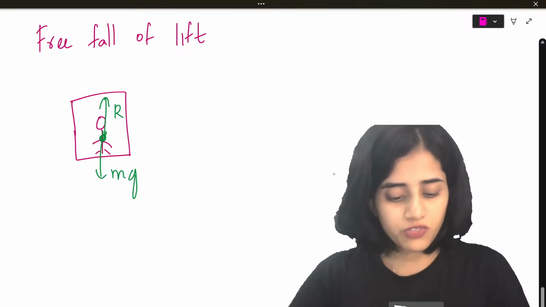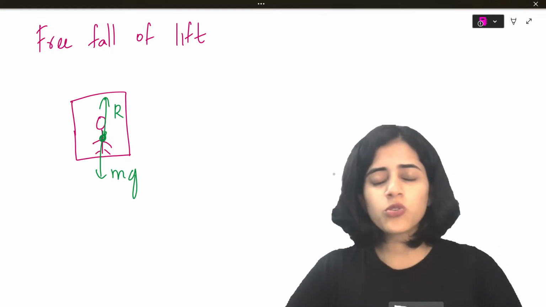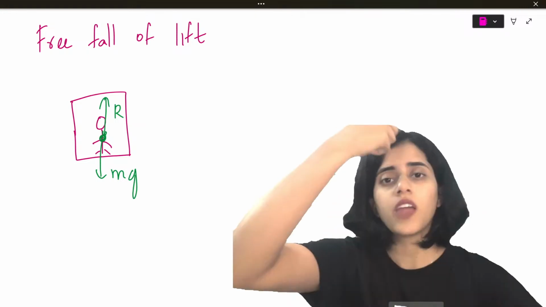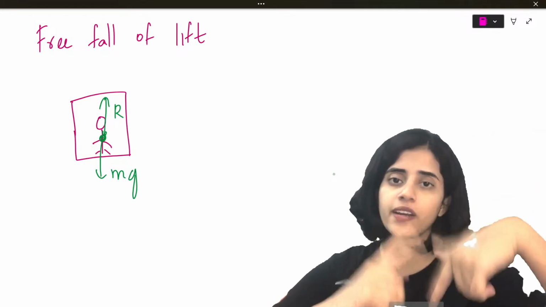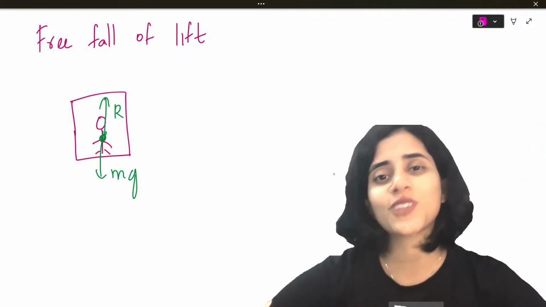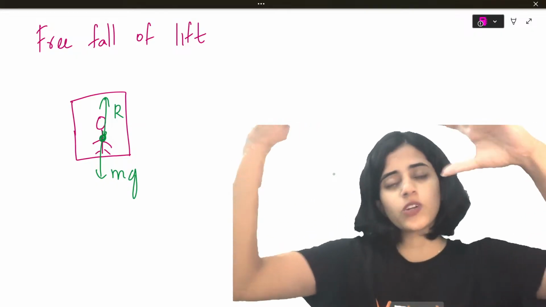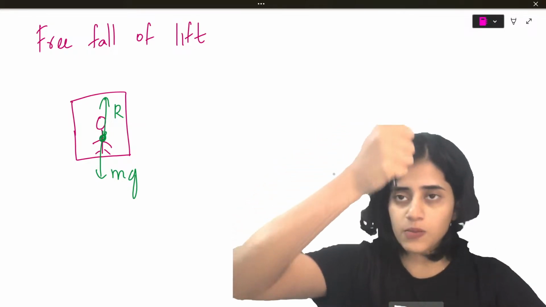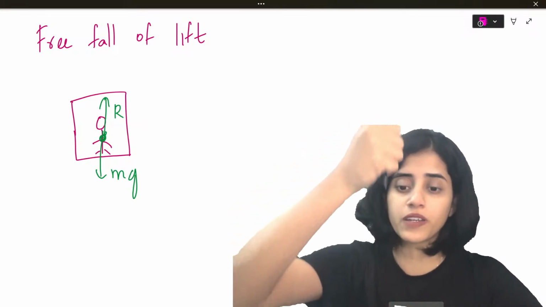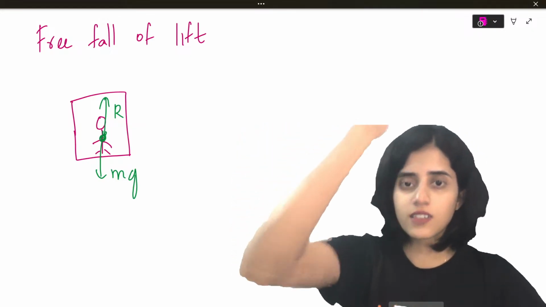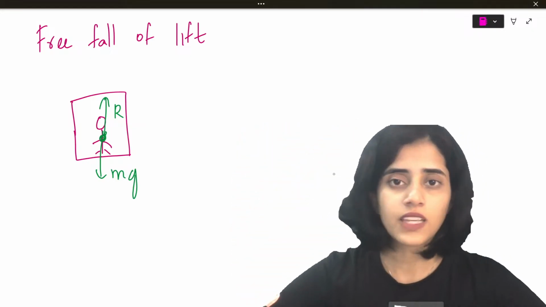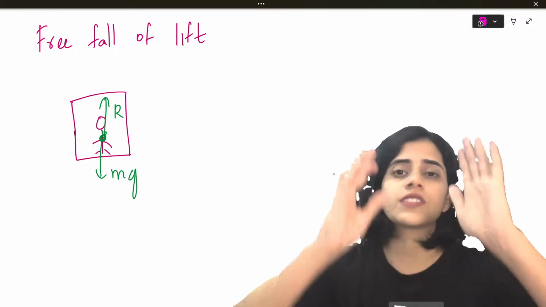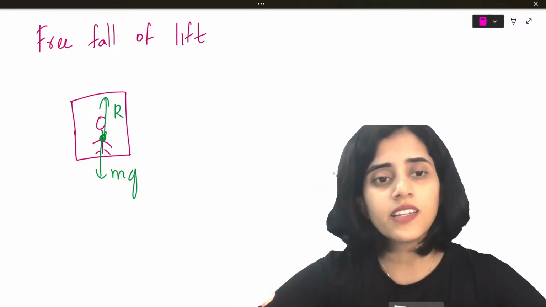What do you mean by free fall of a lift? You've seen that a lift is held by very thick, strong ropes, and these ropes keep moving. That's how the lift goes up and down. Imagine the rope breaks. What happens? The lift just freely falls down. Initially it comes down with control because it is controlled by the rope, but if the rope is cut, it just falls down.